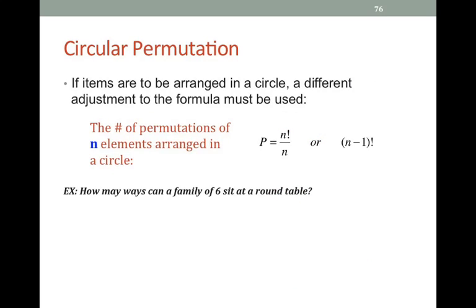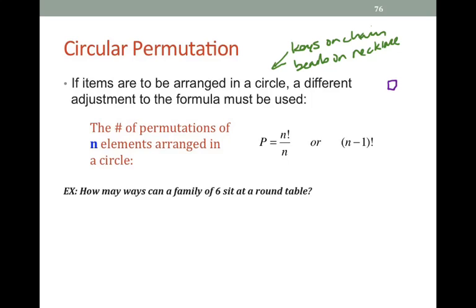Another kind of special case, we call this a circular permutation. Sometimes they'll say, how many different ways can you arrange somebody sitting around in a circle? Or you might talk about the ways that keys are going to be arranged on a keychain, or beads on a necklace, something that's in a circular format. Okay, so how would you come up with a formula?